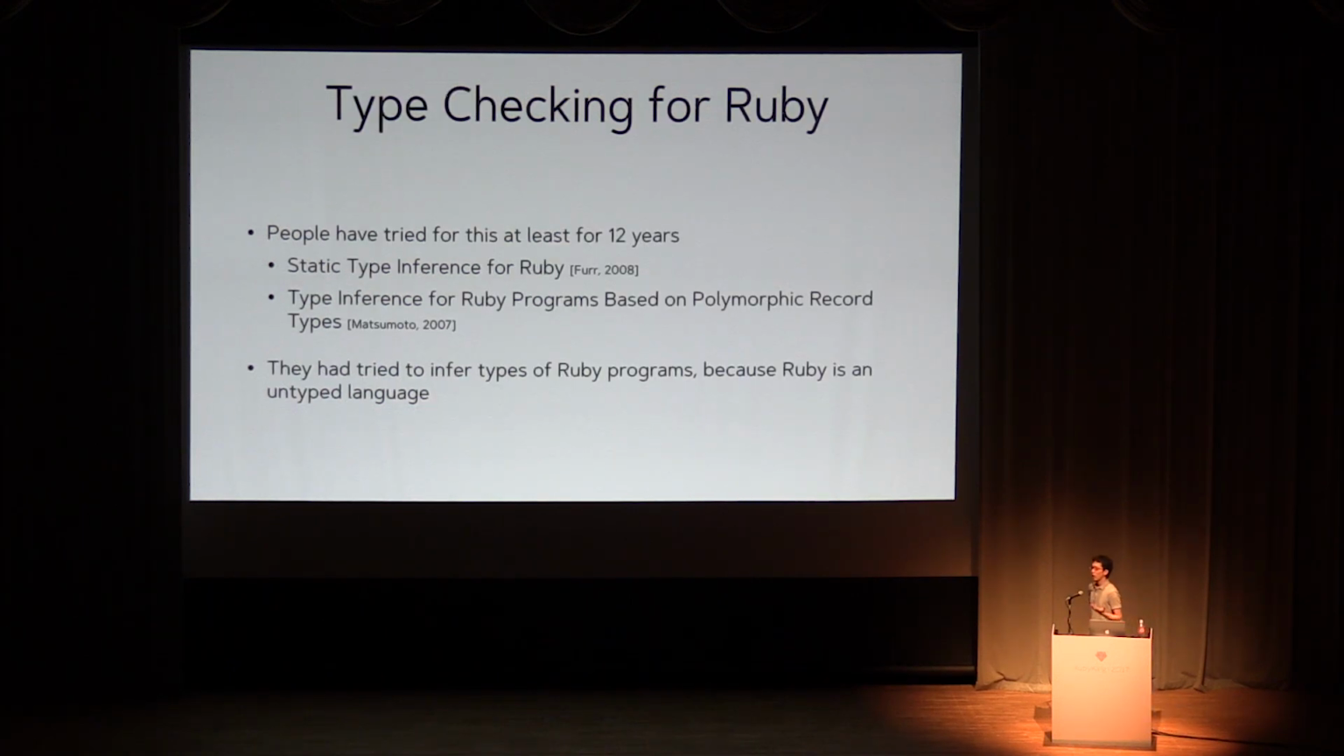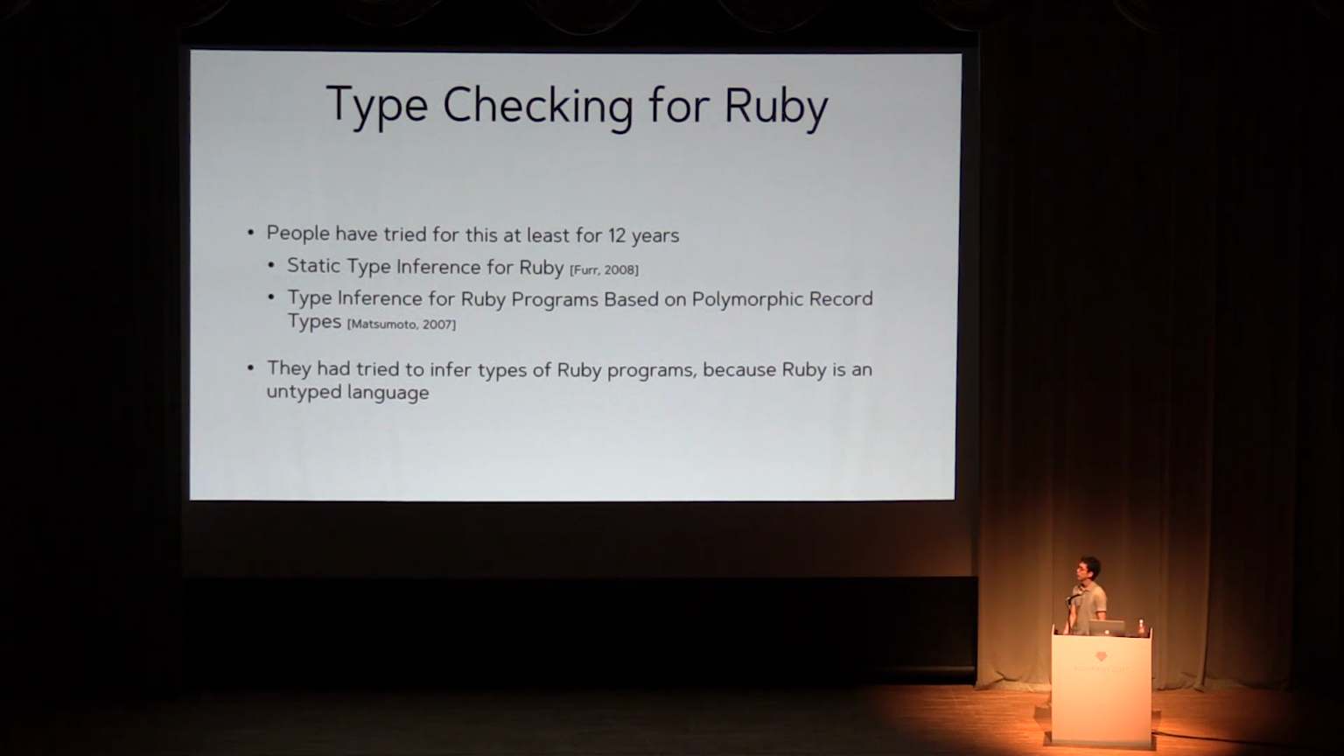So now we agree that we want some type checking. Type checking for Ruby is not a very new idea. Some people have tried it for at least 12 years. I want to introduce two papers published about 10 years ago in this talk.